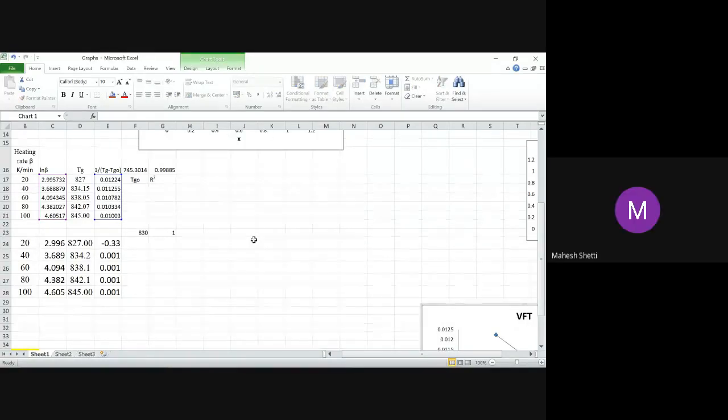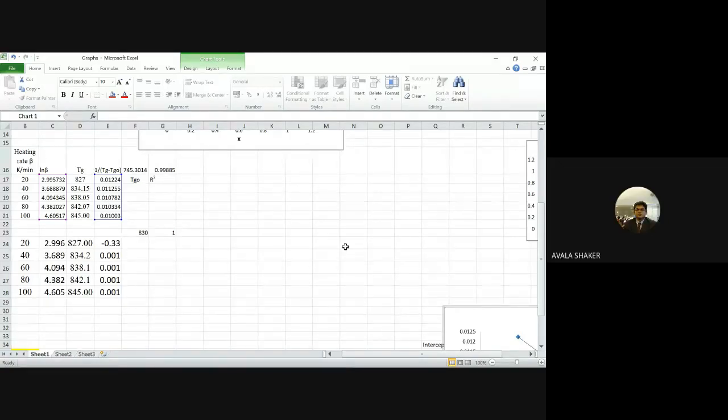So you are assuming Tg at 0 is, say, 830, which is just a random seed value. Yes, that is your random seed value, and ultimately, after plotting the graph, you want the regression to be 1, the best possible regression, because I know it should be a straight line. That 1 is your target to achieve. Yes. So when I achieve 1, whichever value comes would be my Tg0.